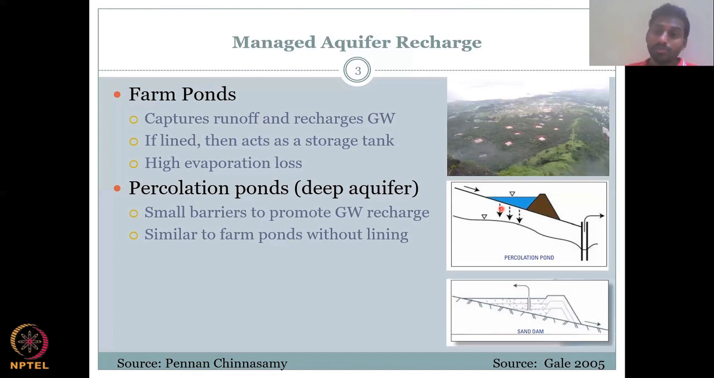Remember, the farm pond can be acting as an infiltration pond, which means water stores and then water is released also if it is not lined. Water is recharged to the groundwater. But if it is put a plastic tarp, it is not allowing water to recharge.